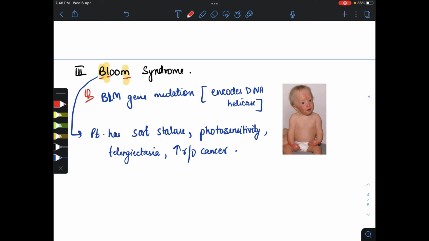As we see in this image, there is redness, so this is photosensitivity, and inflammation of the hand joints will be there, so maybe there is some kind of cancer. So this is Bloom syndrome.